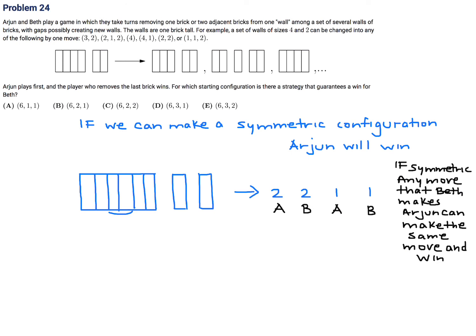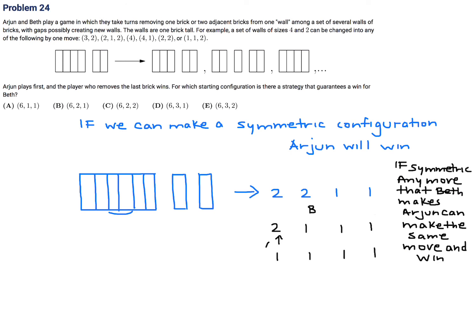All right, let's say we have gotten to 2, 2, 1, 1. I want to use something else. So Beth decides, okay, I'm just going to remove one of these 2 blocks. So that leaves me with 1, 1, 1, and 2. Well, as I said, Arjun can do the exact same. He can remove one of those blocks. And then that leaves me with 1, 1, 1, 1.